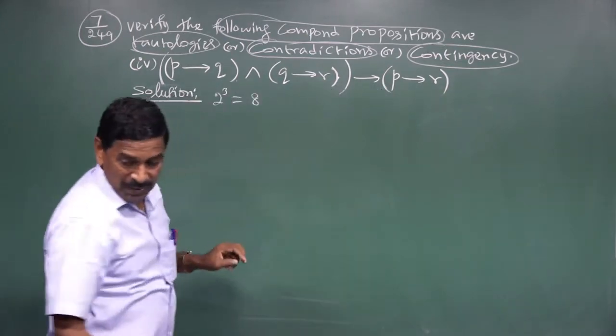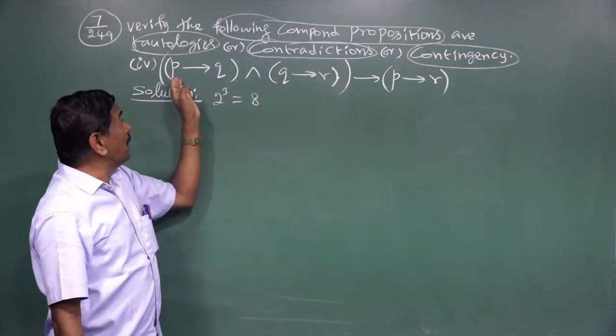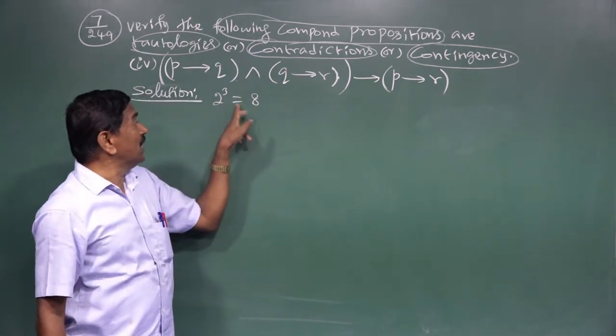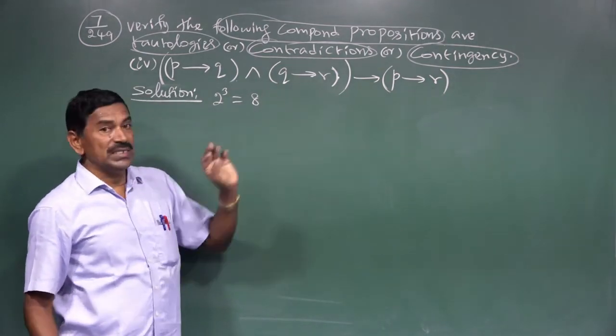Now come to this question. Here there are three simple statements, namely P, Q, R. Therefore, the number of rows in the truth table is equal to 2 power 3, which is equal to 8.